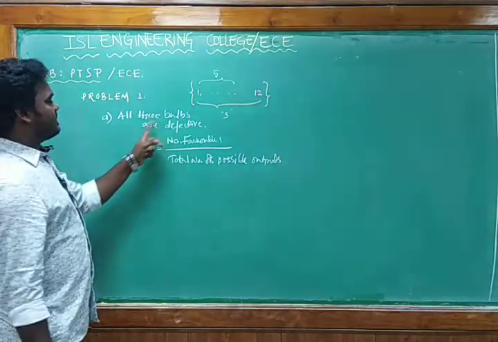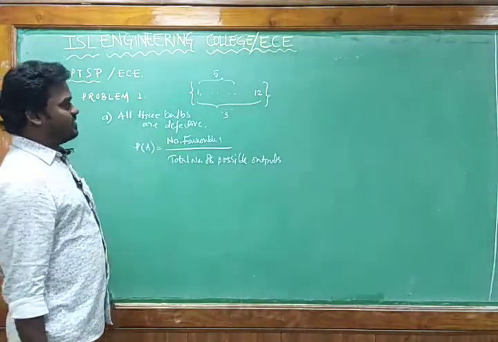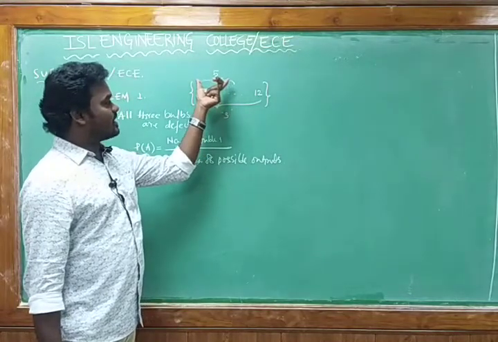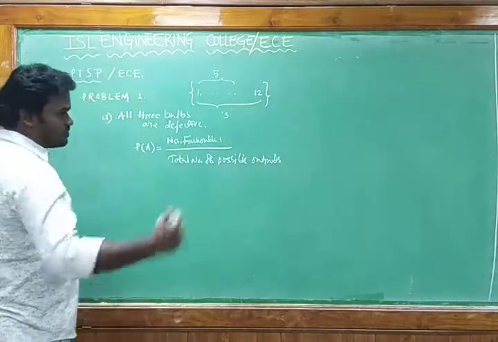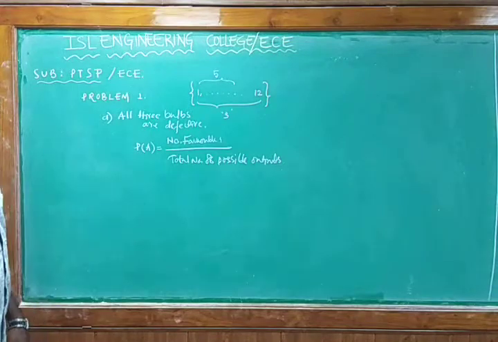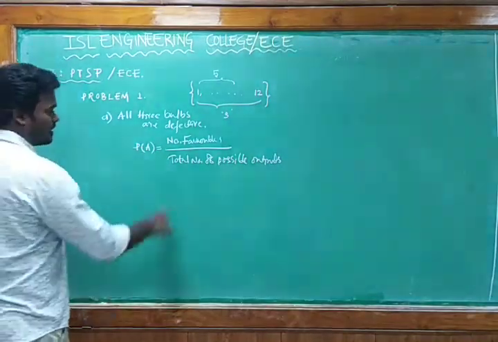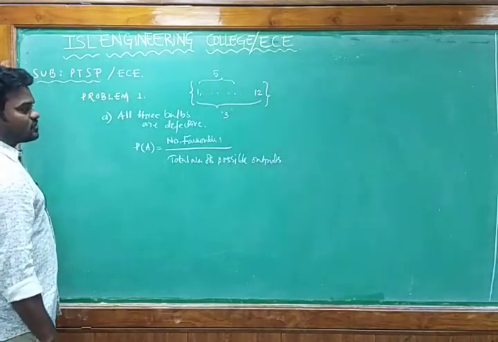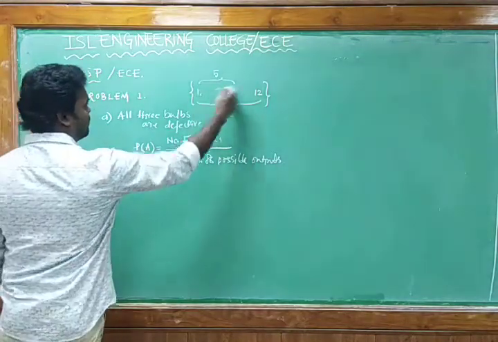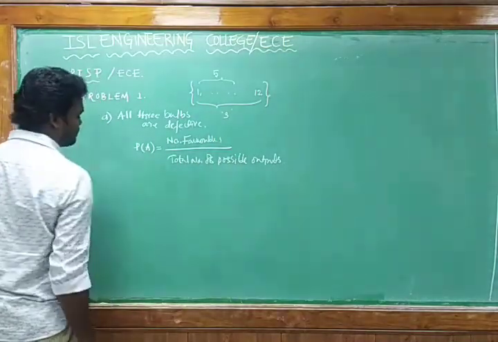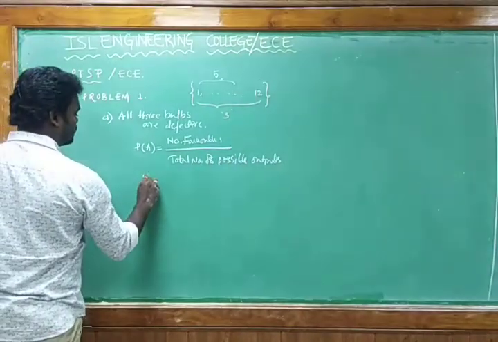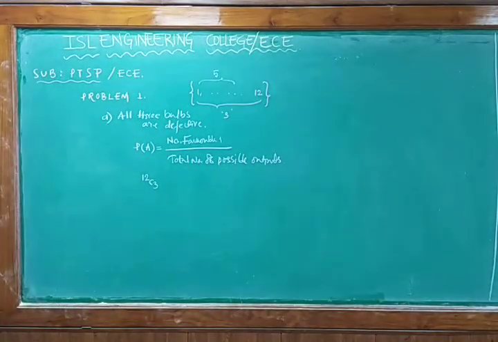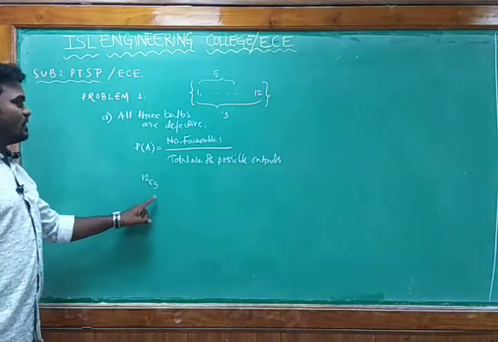All the 3 bulbs are defective. We have 12 bulbs, of which 5 are defective, and we choose 3 bulbs, so we go with the formula. The total number of possible outcomes, that is the sample space or exhaustive cases, is given by choosing 3 bulbs from 12, so it is 12C3.